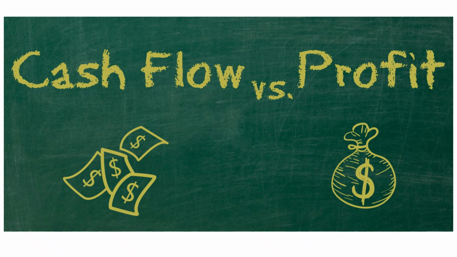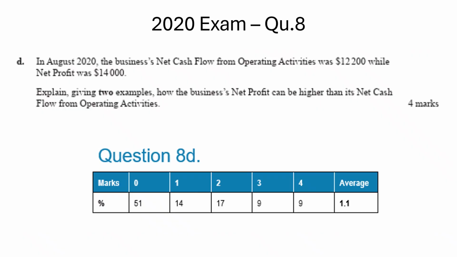It's an obscure part of our VCE course that students traditionally struggle on in the end of year exams. My evidence: look at this question from 2020, a 4-marker. Students have been asked to explain how net profit can be higher than net cash from operating activities, with an average of 1.1 out of 4, and only 9% of the state hitting that 4.